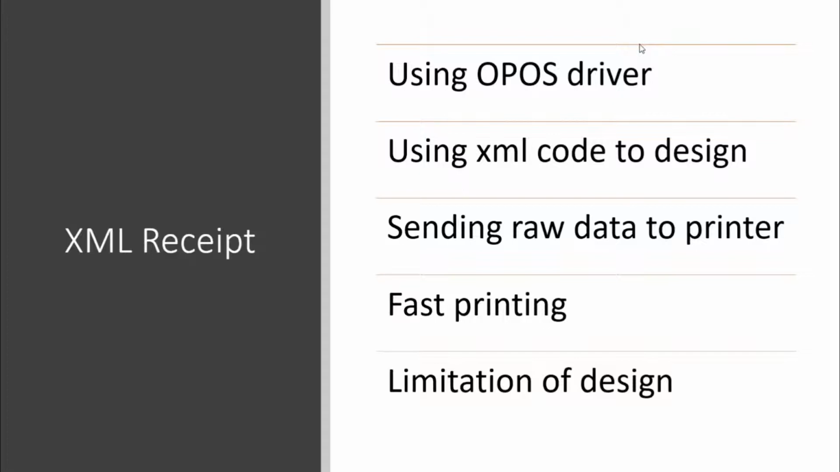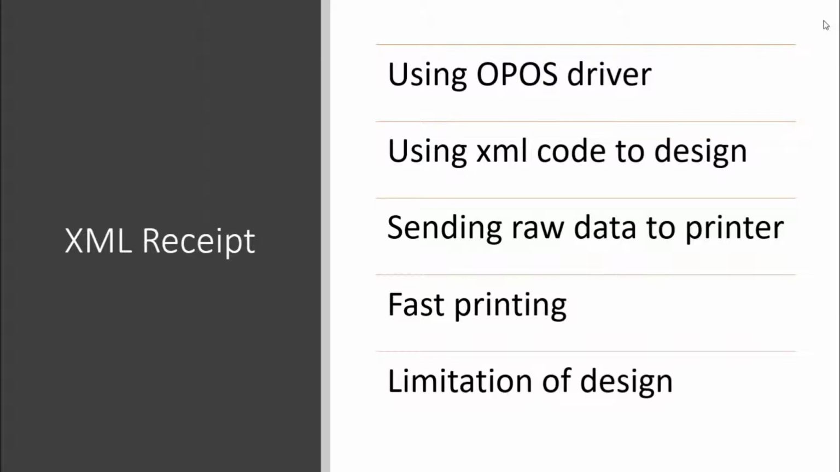The first one is the XML receipt. The reason we have an XML receipt is because of some of its features. The first, very important one is that the XML receipt uses the OPOS driver. The OPOS driver is a tool that the hardware manufacturer produces for the printer. It's quite similar to another driver when you connect hardware to your machine. It has a library, a very special driver for this kind of device, so that the software can communicate with the printer hardware.